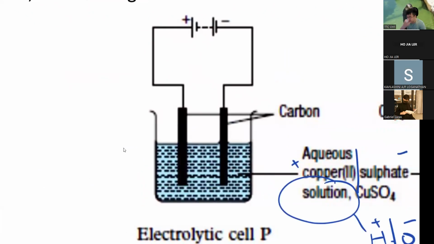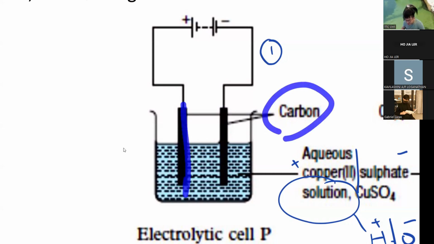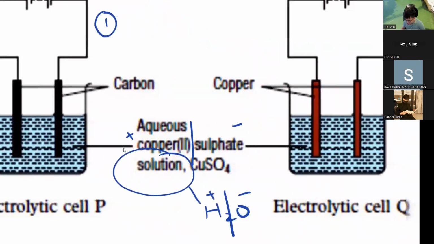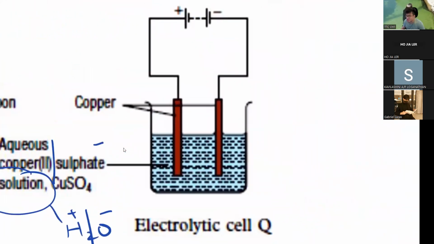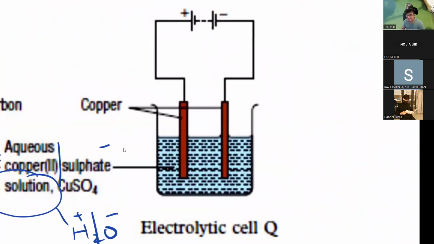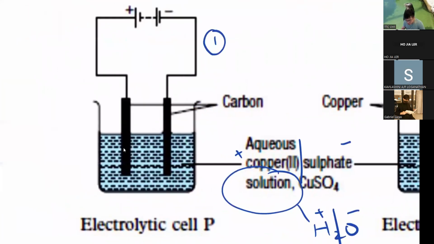Guys, I have a question here. For set P here, is this situation 1 or 2 or 3? Come, answer me. 1, very good. Kavi, how do you know it's 1? No concentration, very good. And the 2 sticks are carbon. Then what about situation 2? Oh, sorry, it's not this one, it's Q. What situation is this? Just now the one is 1, right? What is this?